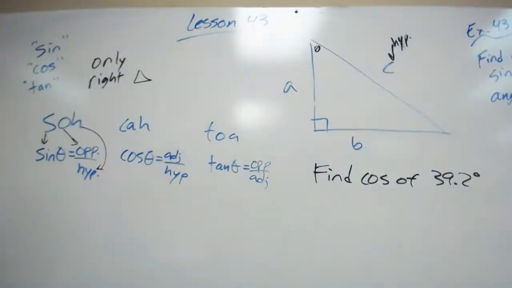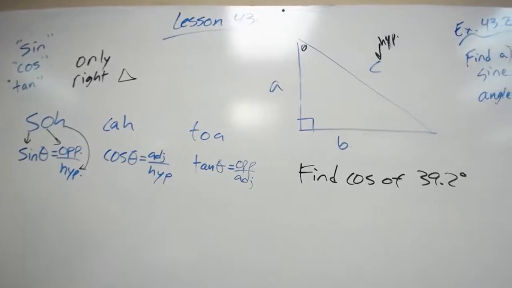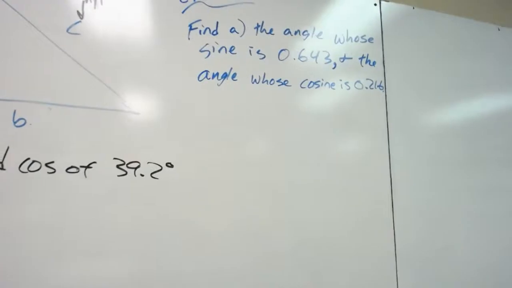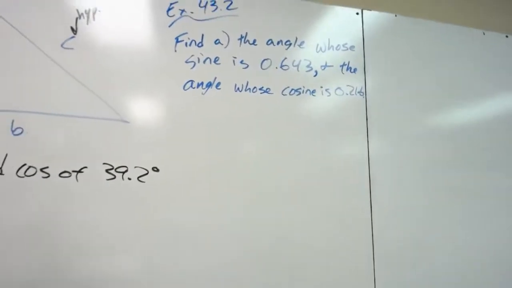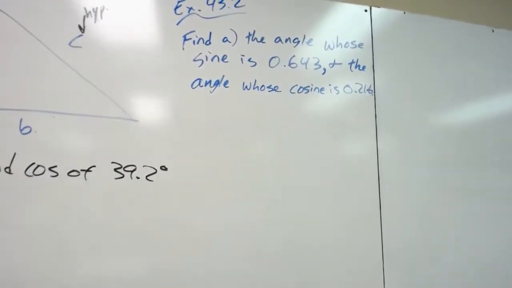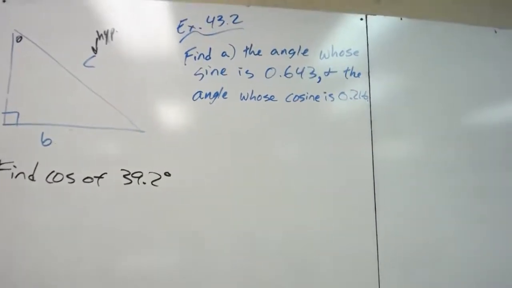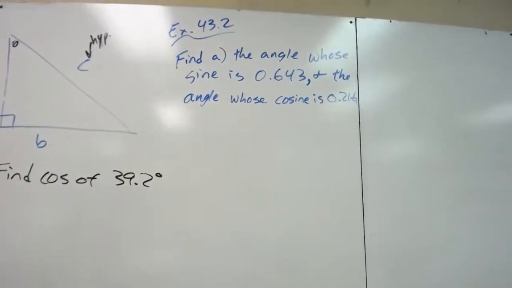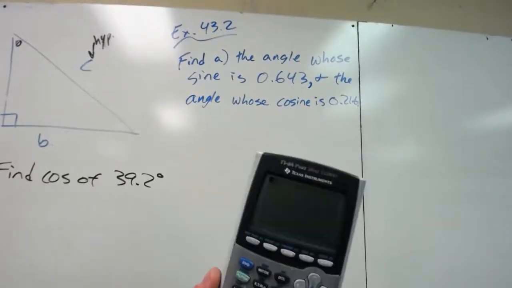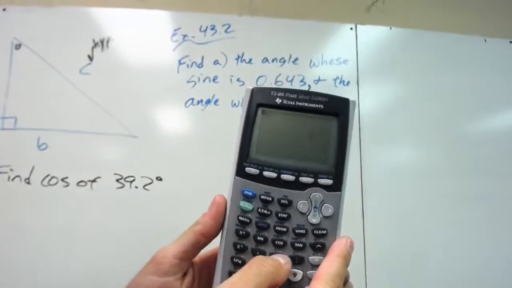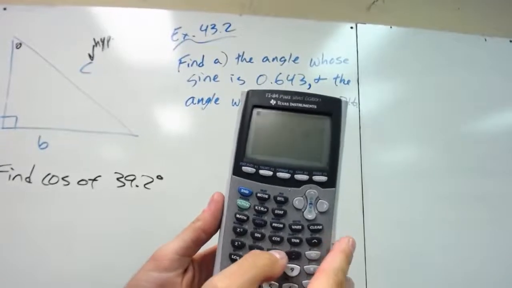There's one more thing that goes over in this lesson, and that's 43.2. And this is just using your calculator as well. 43.2 says to find angle A whose sine is 0.643. So this is having us work backwards. Well, if we know the sine and we're trying to find the angle, what we're going to do is type in the inverse sine.